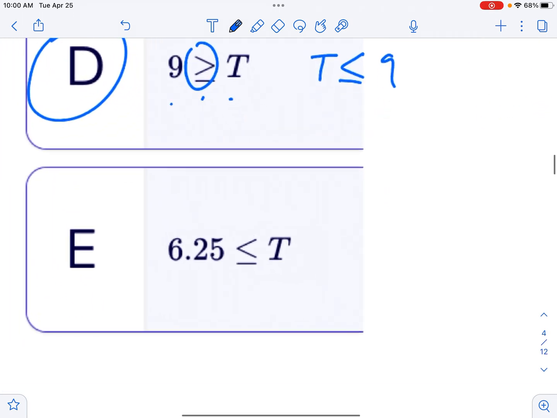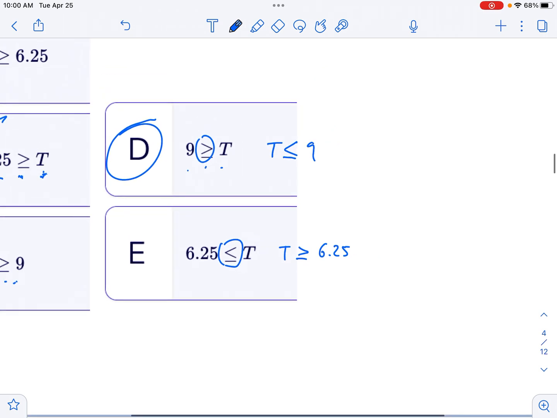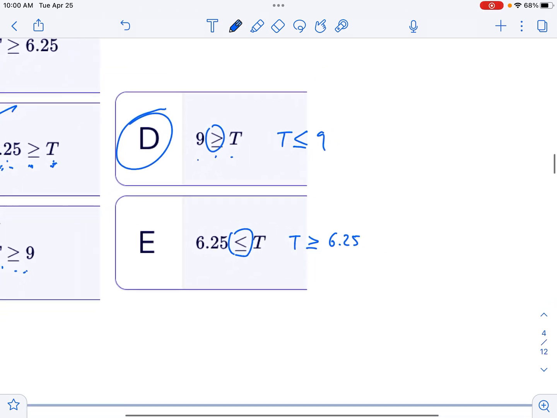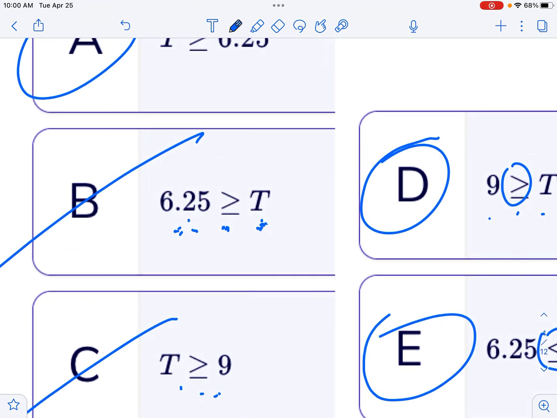In fact, I'm going to do it on this one because sometimes it's hard to see. I'm going to rewrite the inequality, and the symbol is facing this way, so I'm going to face it the other way. Keep it true. I'm going to see if that's true. Is my time greater than or equal to 6.5? That is true.